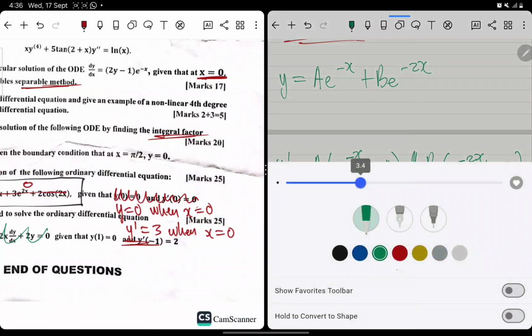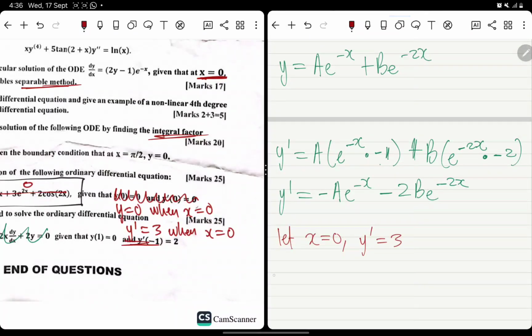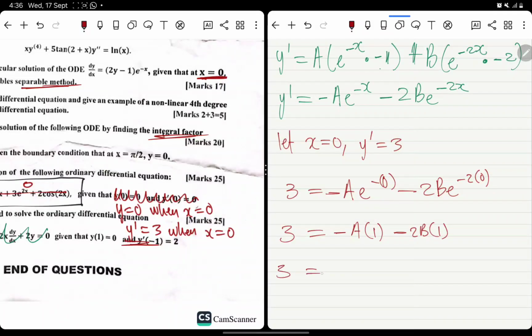They've told us that y prime is 3 when x is 0. So you're now going to say let x be equal to 0 and your y prime will be equal to 3, because that's the other condition. So for y prime, you're putting 3. 3 is equal to -a e to the -0 minus 2b e to the negative 2 times 0. So here you're going to have 3 being equal to negative a by 1 minus 2b by 1, which is going to be 3 is equal to negative a minus 2b.